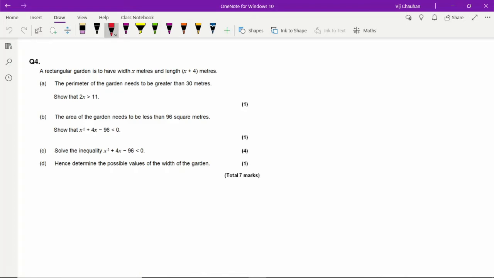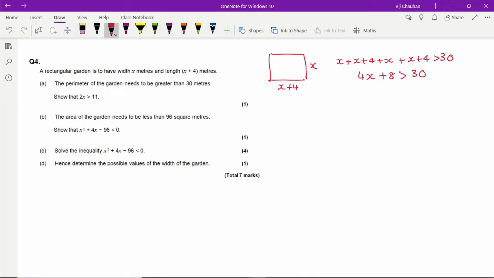So to help you with this question, sometimes it might be easier to do a little sketch. If we draw a rectangle, we know that the sides are x and x plus 4. So working out the perimeter, that's going to be x plus 4 plus x plus 4, and that needs to be greater than 30. Now if I simplify this, I'm going to get 4x plus 8 equals 30. Actually, I need to put the inequality sign, let's not forget that.